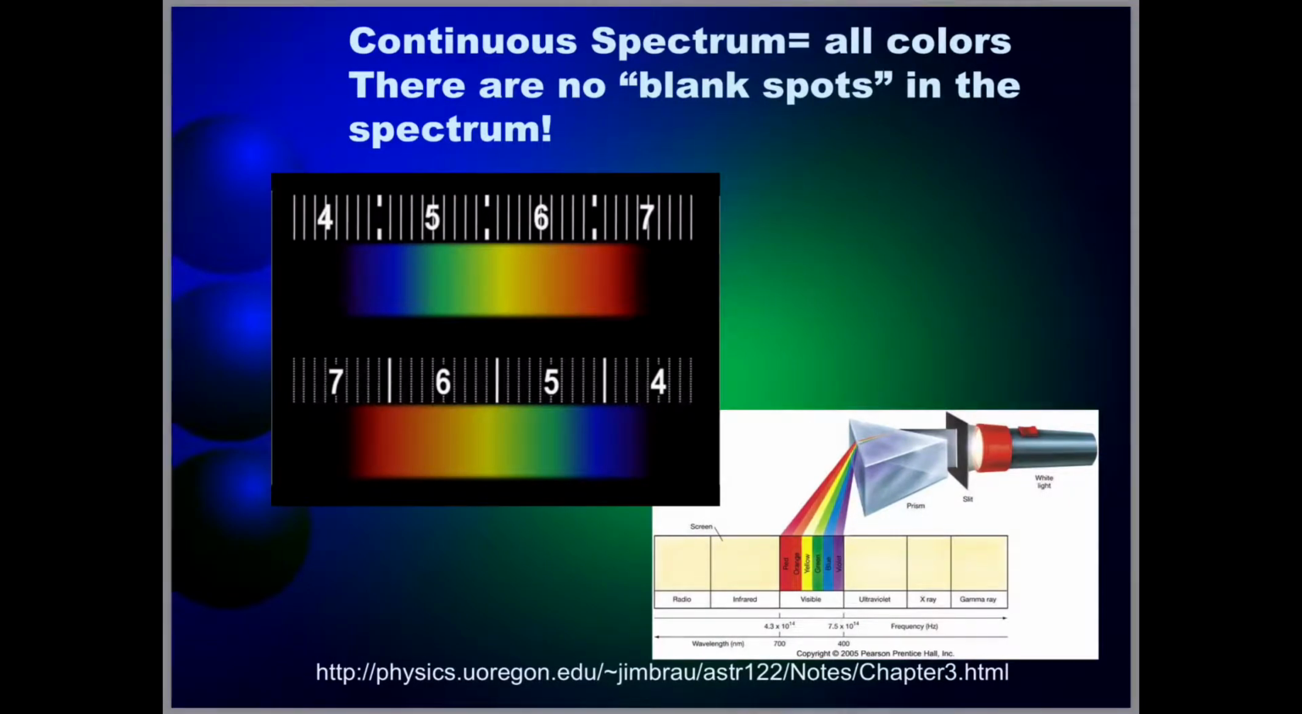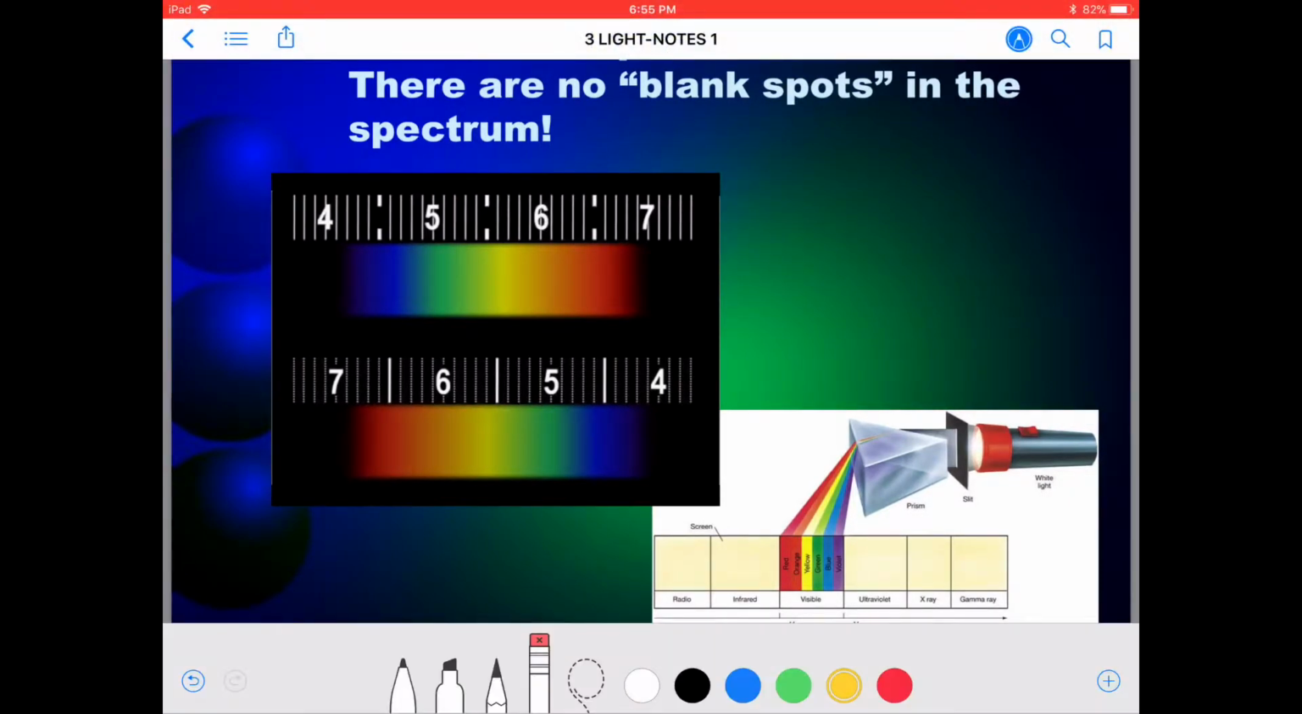So you guys can see here with this black background, you saw this with your numbers 4 through 7 up top. That just refers to the wavelength, which we'll talk about in a second. You can see all of the different colors here. This is called a continuous spectrum on your note sheet, and that's because there are no blank spots in the spectrum. It goes all the way from red to purple with no breaks.